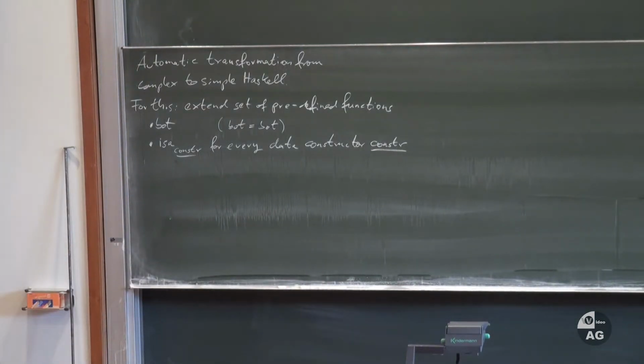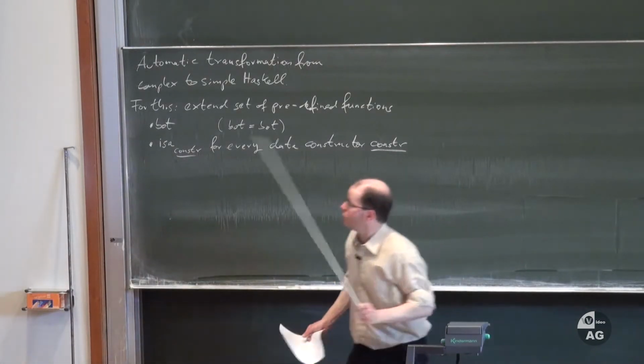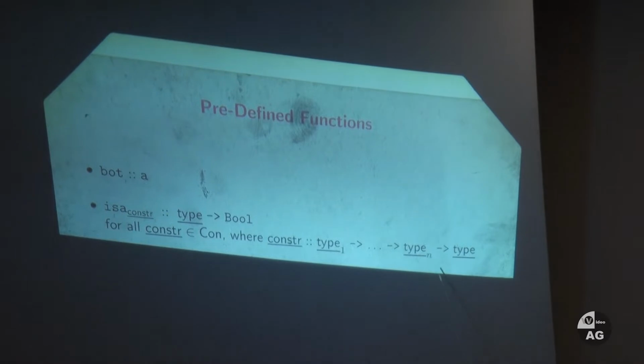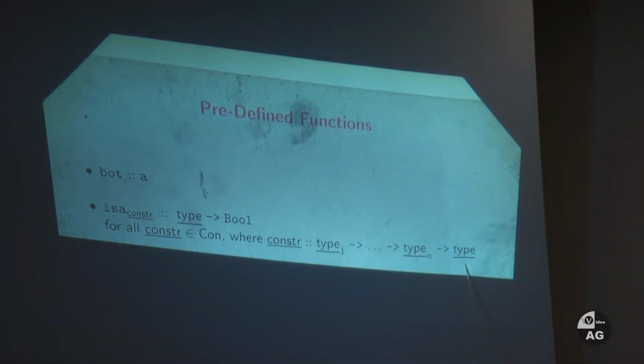What's the type? If you have a data constructor construct, the type of construct is the following one. It's a constructor of arity n, and it takes arguments of type 1, type 2 to type n, and then gives you back something of the new type here. Then is-a-construct takes something of this type and returns true or false depending on whether the object is built with this constructor or not.